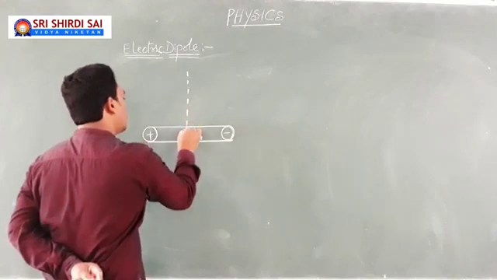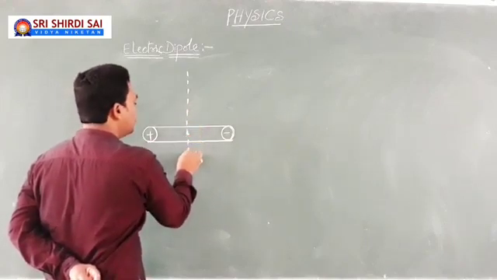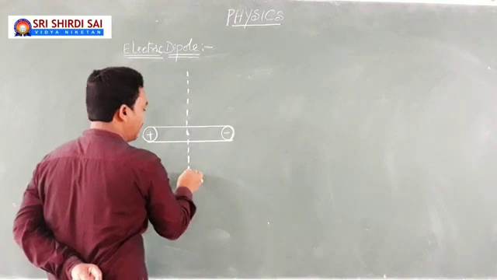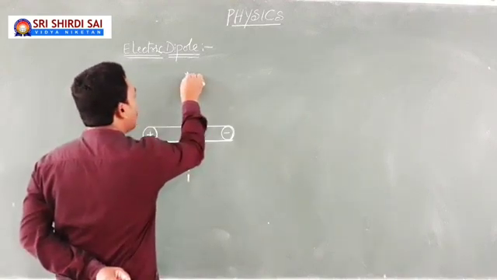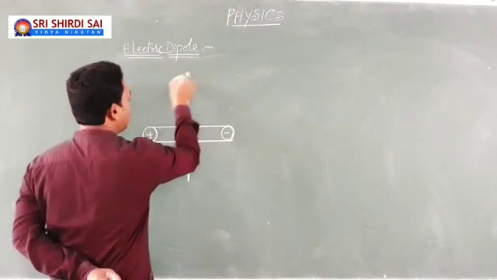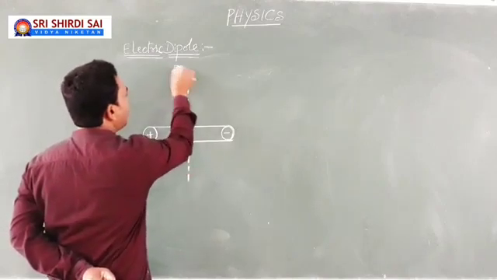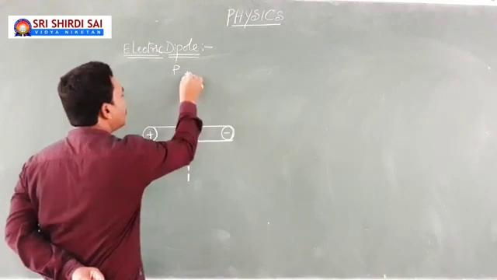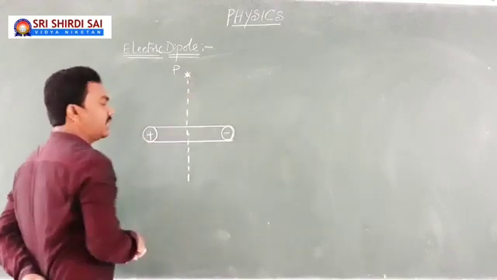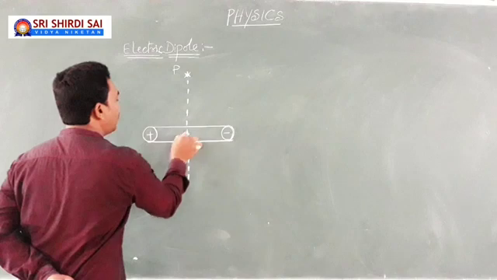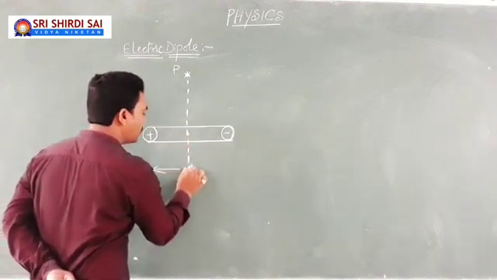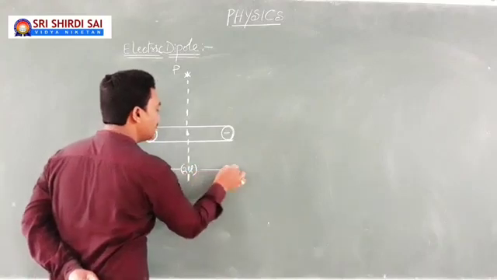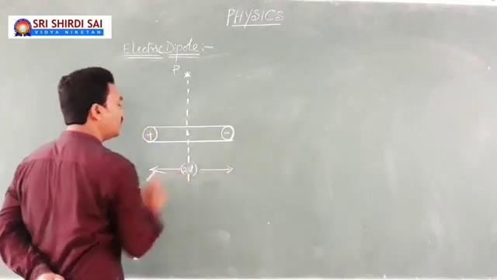Now we are going to calculate the intensity of electric field at a point due to a dipole on its equatorial line. So here I am going to select a point P on the equatorial line of an electric dipole. Here is the center of the dipole, and you know this is the length of the dipole, 2L, of course.